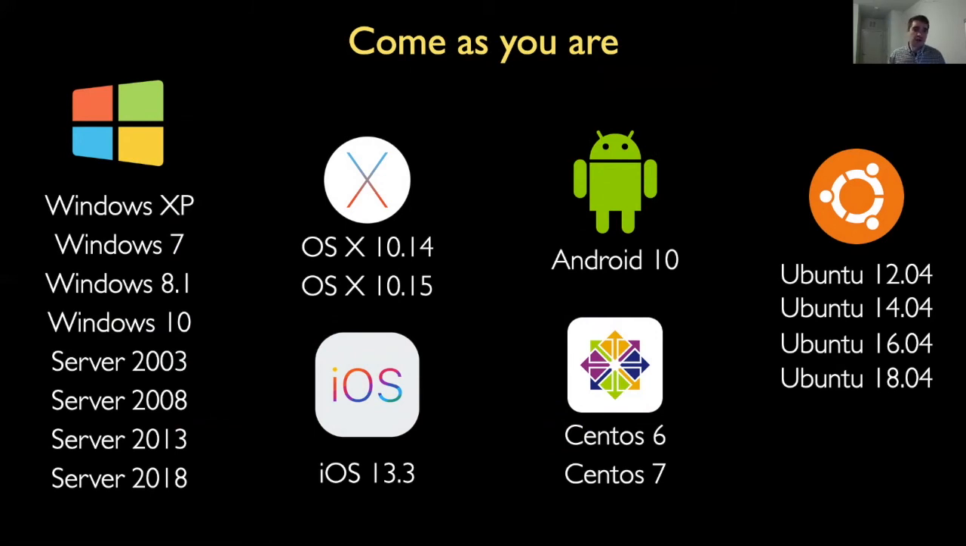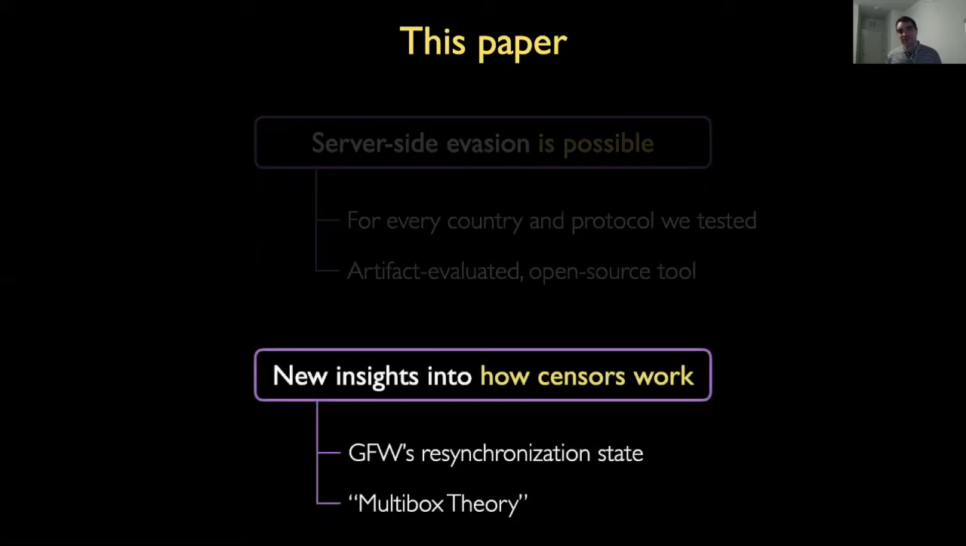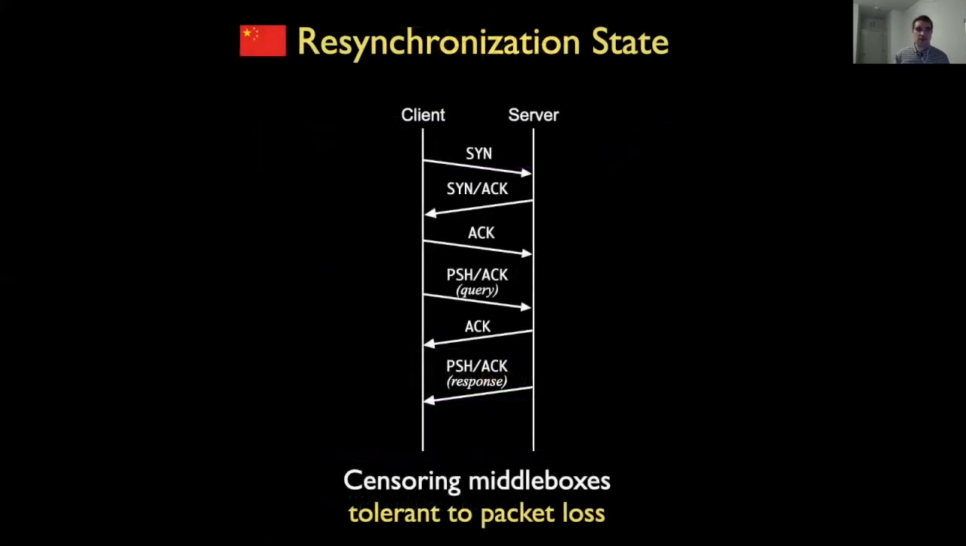So all of these strategies, while we're studying these, they teach us a lot about how censors work. So now I'd like to talk to you some more about the new insights we've gleaned from these strategies. And the first thing I'm going to talk about is the resynchronization state. Now, the resynchronization state is a feature of the Great Firewall of China, so this is in China, that allows it to be more tolerant to packet loss.